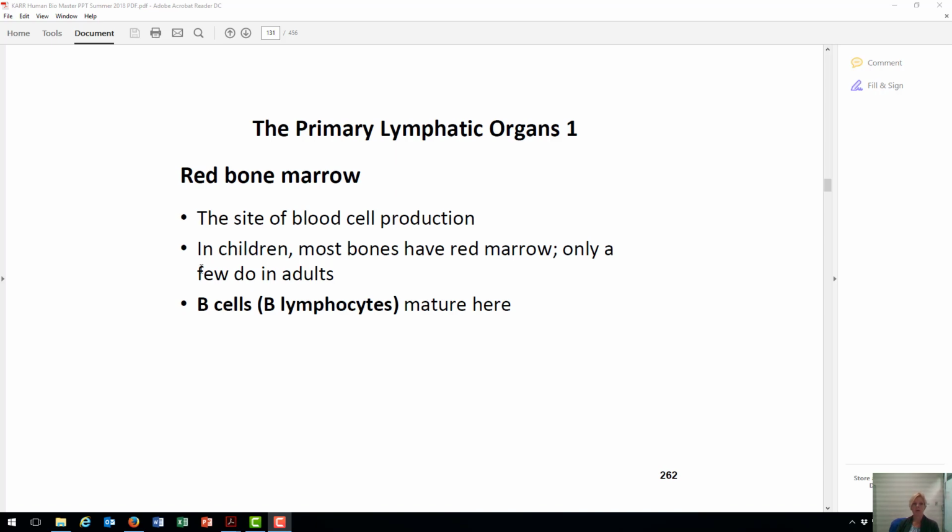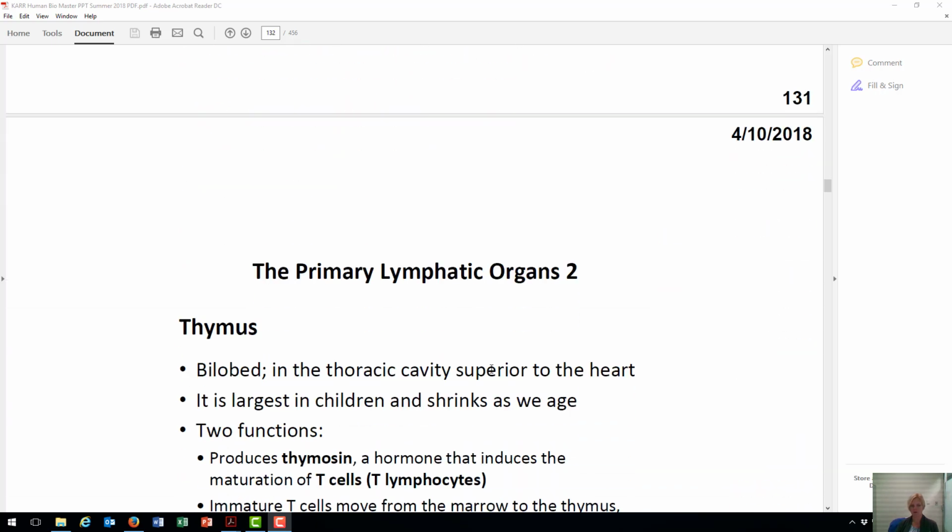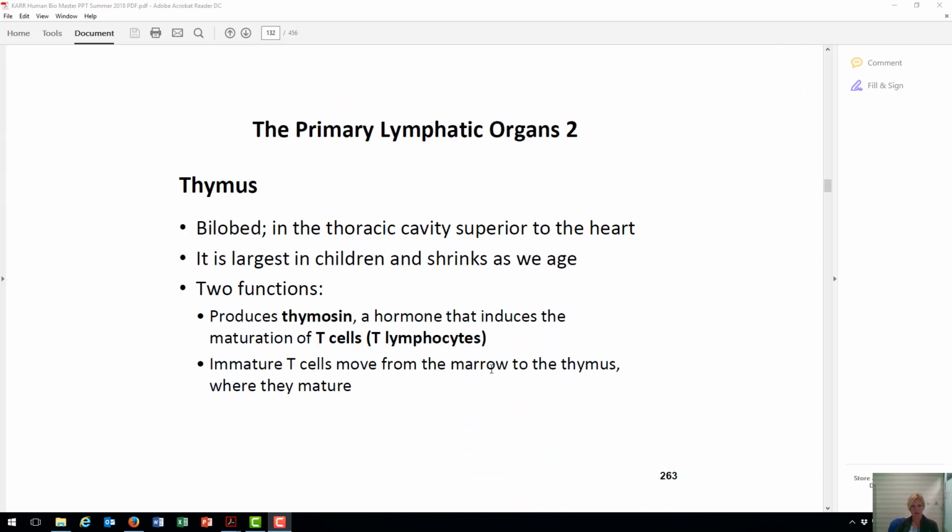blood cells are produced. In children, all their bones have red bone marrow throughout. And as we age and become adults, we only find red bone marrow in the ends of our bones. In the middle of the bones, the medullary cavity is full of yellow marrow, which is a fatty material. So it does not produce blood cells there, only in the ends of our bones where the red bone marrow is found. And we also said there's a special type of white blood cell, B lymphocytes. They mature in the red bone marrow before they enter the general bloodstream and are active in immunity.